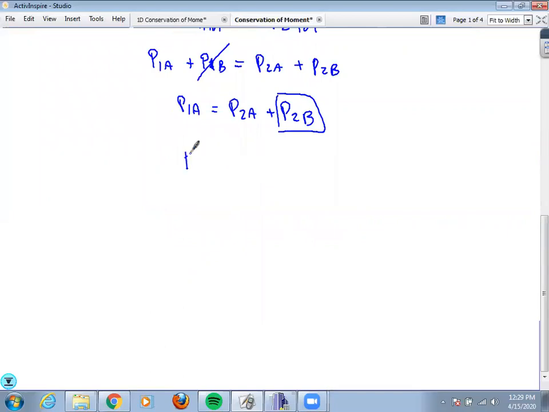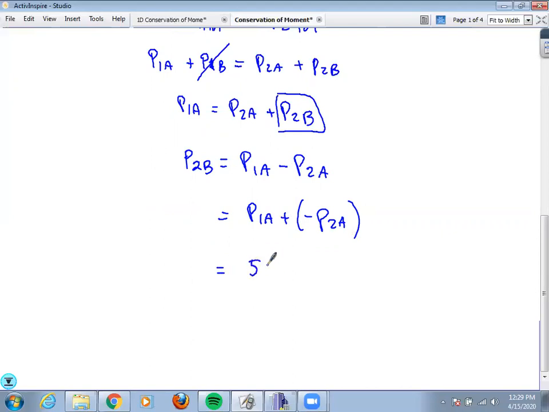So P2B would equal P1A minus P2A, or again, if we're subtracting vectors, we add the negative. So P1A plus the opposite of P2A. So now, essentially, we have our method of doing this. Now we could even go further and insert what we know.